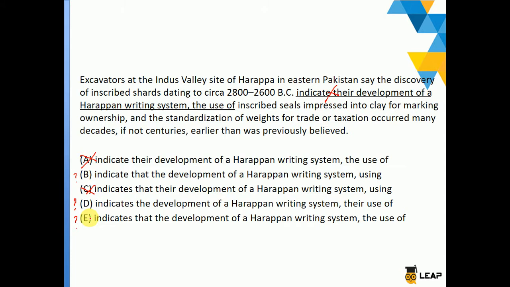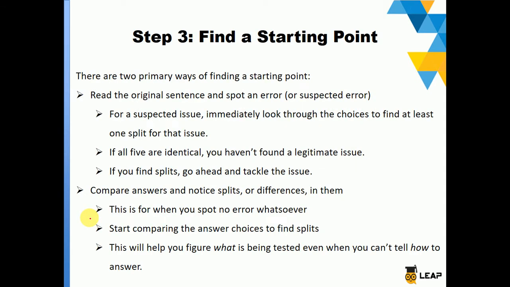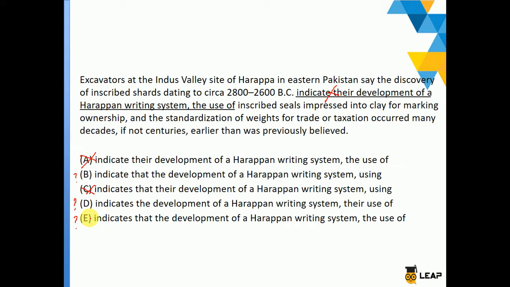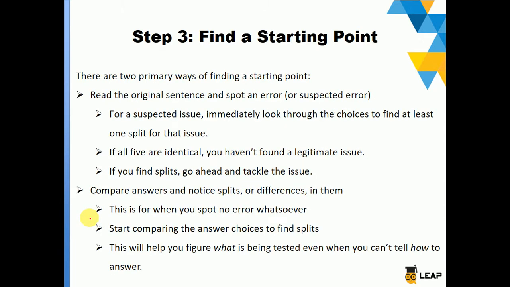How do we find out what the answer is? We're getting there. Alright. So if all five are identical, you haven't found a legitimate issue. But we did find that they're not identical, so we have found a legitimate issue. If you find splits, go ahead and tackle the issue. Well, we just did that.